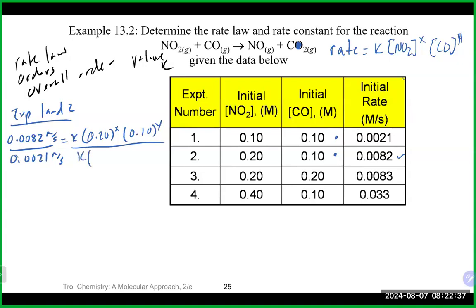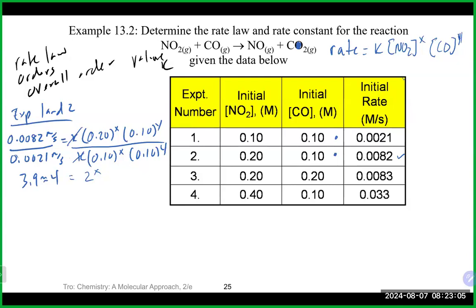And again, here we got 0.1 to the X and 0.1 to the Y. Once again, we're just going to divide everything out here. So 0.0082 divided by 0.00821 is going to give us basically a 3.9, which is pretty close to 4 in this case. That will get rid of the K's because they are constants. When we divide that, that will give us a 2 to the X.